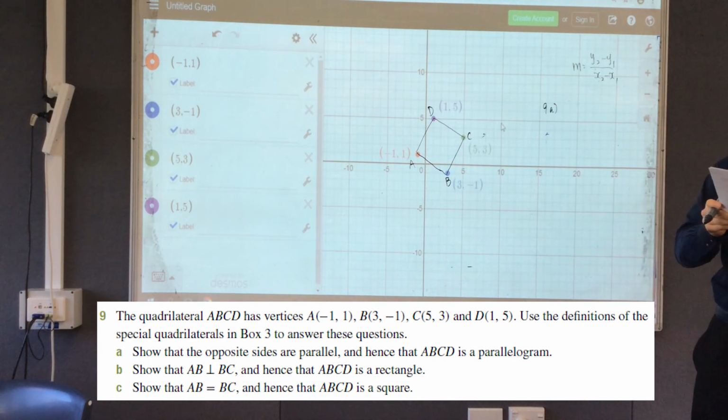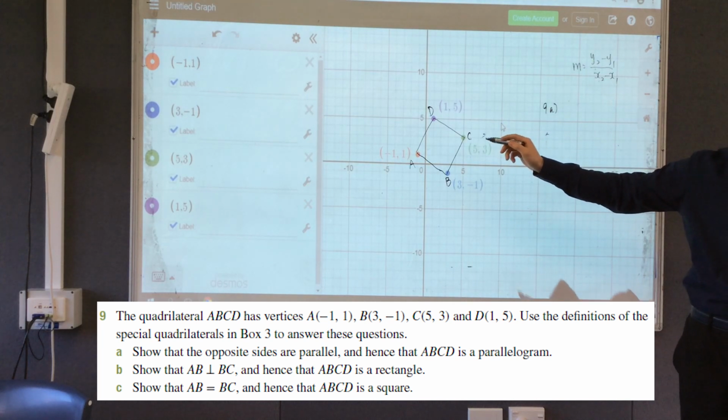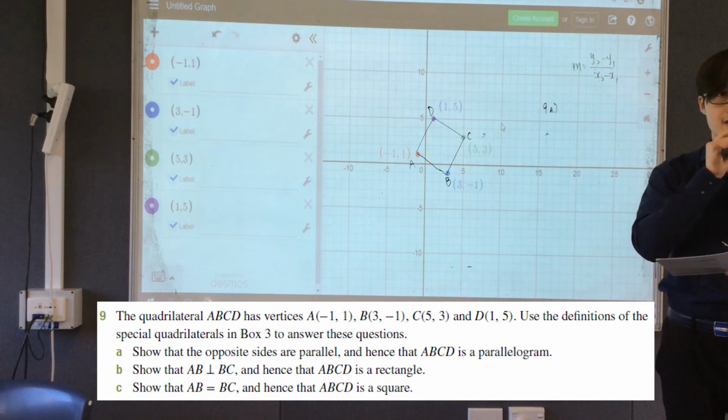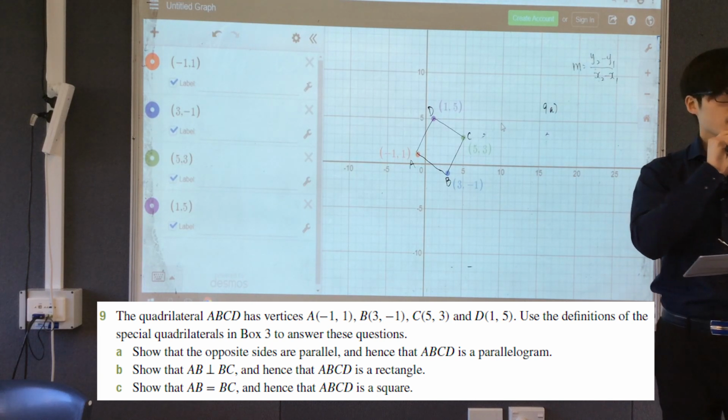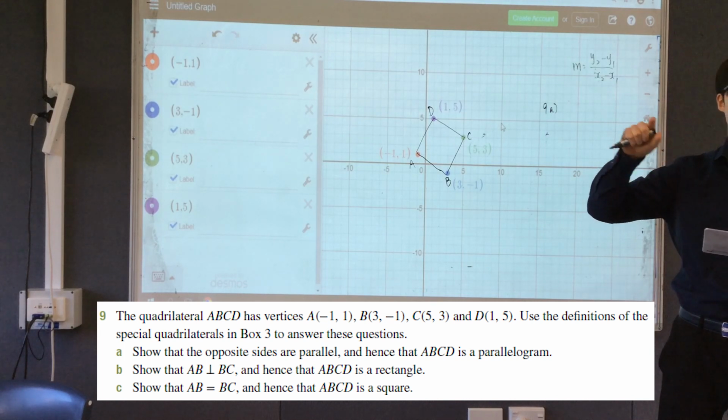All right, question 9a. Girls, show that the opposite sides are parallel and hence that ABCD is a parallelogram. It looks like a square, but they want you to prove that this is a parallelogram. What do you think they're saying that? Because they're parallel lines. A square has all the properties of a rectangle. A square also has all the properties of a parallelogram.